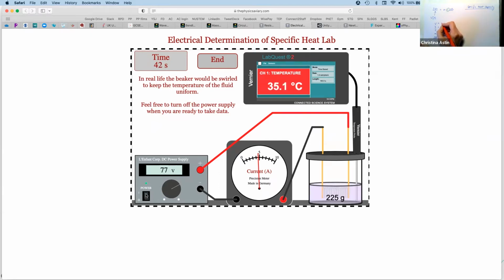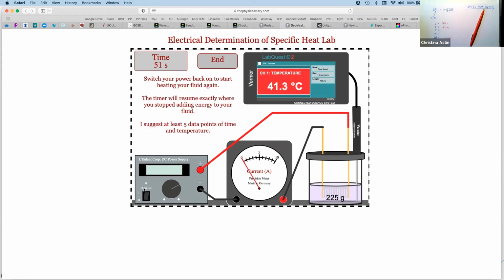In the meantime, let's write down the voltage, which is 77, and the current, which looks to be about 4.7. And there we go. Oh, I just missed 50 seconds. 51 seconds for the time. And the temperature has gone up to 41.3-ish. And the mass is written on the liquid, and that's 225 grams, but we really must have that in kilograms. So it's really important that your students realize that.